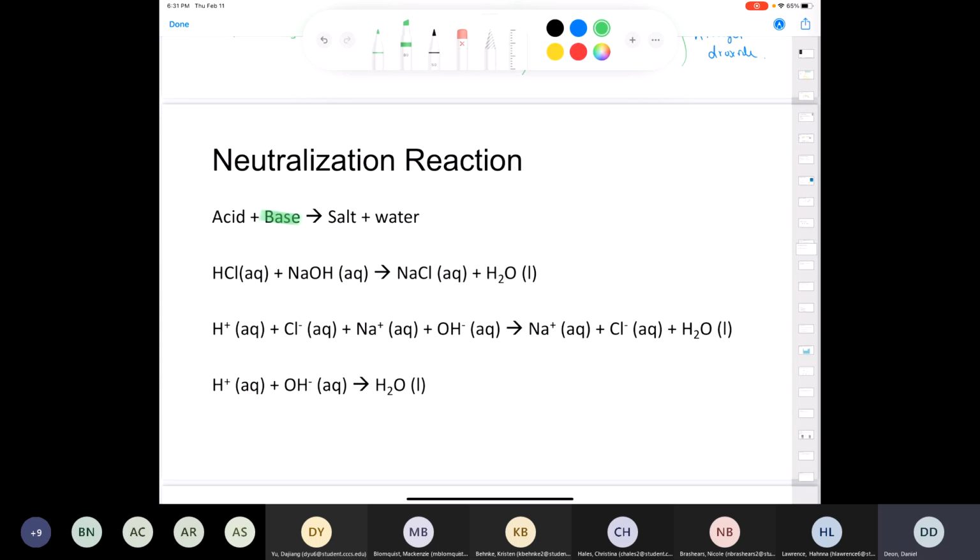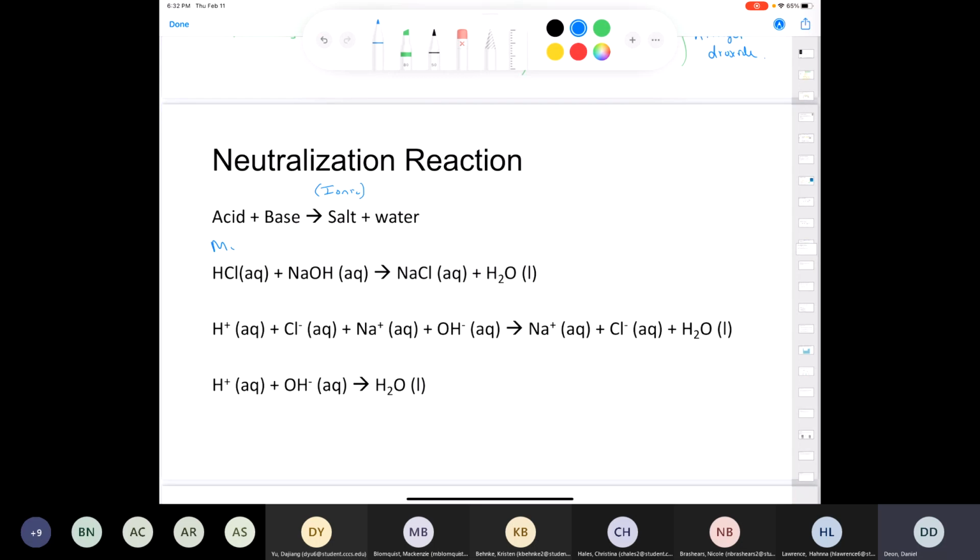You would combine it with a base, because when you combine an acid and a base, you get a salt plus water. Now notice when it says salt, it doesn't necessarily mean table salt. It could be, but a salt simply means that you get something that's ionic, plus water. Here's an example, and in this example, you end up producing table salt.